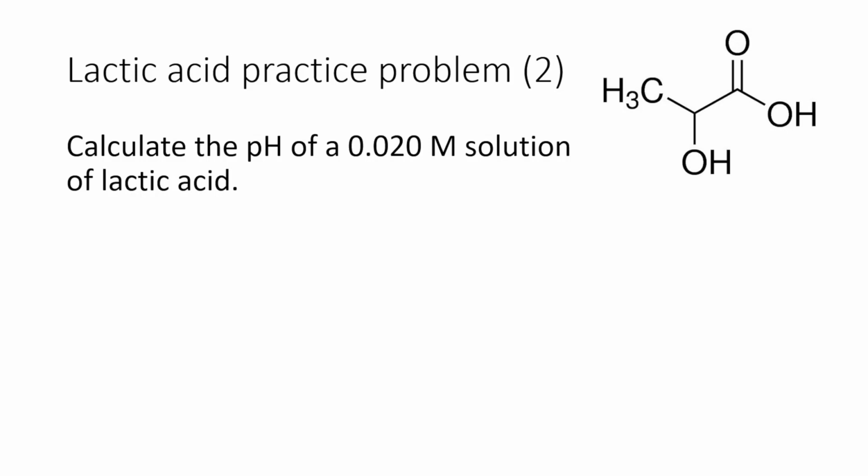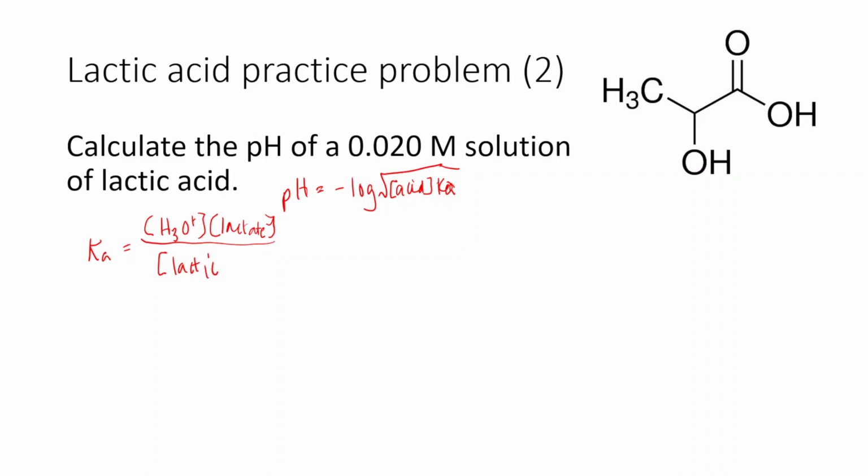All right, so we can use our shortcut, already derived equation. That's pH equals negative log of the square root of the concentration of acid times the Ka. Where that's derived from is the definition of the Ka that we talked about on the last slide. The Ka is equal to the concentration of the products on the top, so you have hydronium ions and lactate ions that have dissociated from your lactic acid reactant, which is on the denominator.